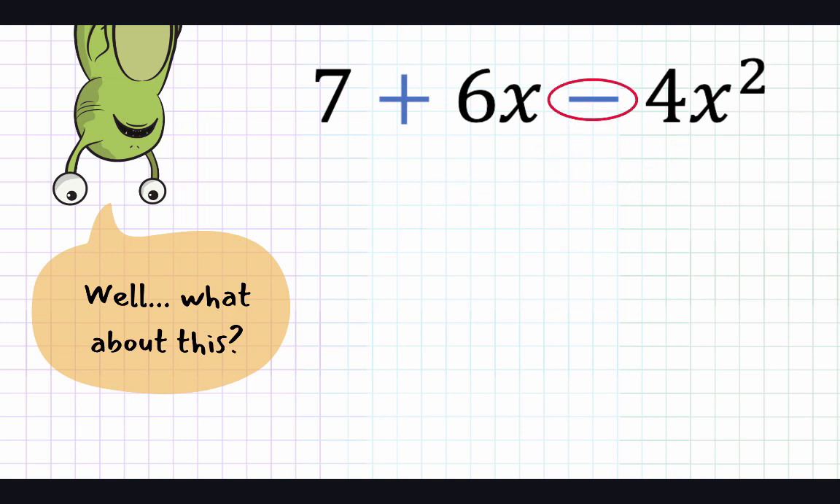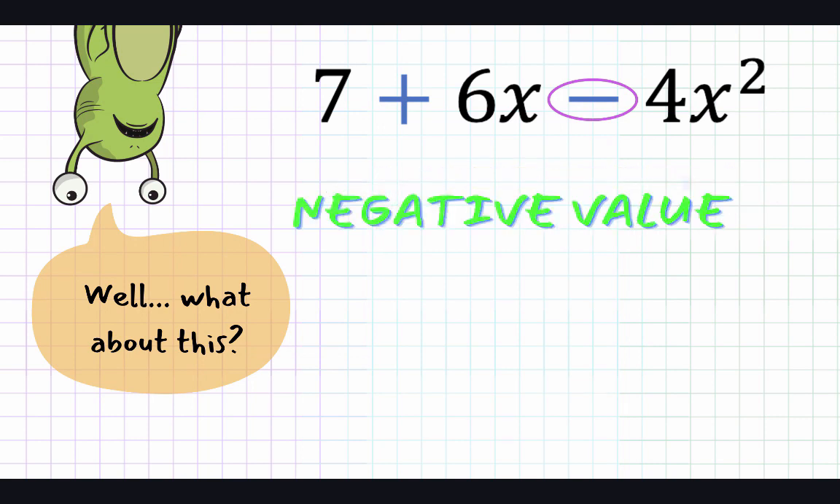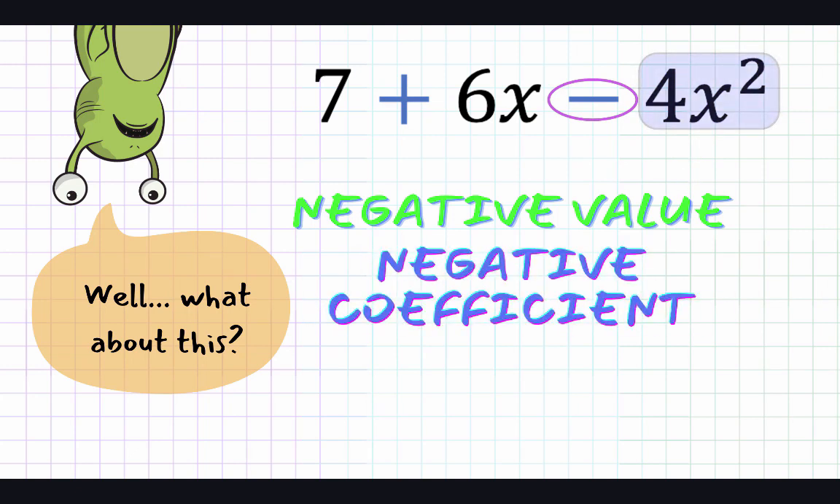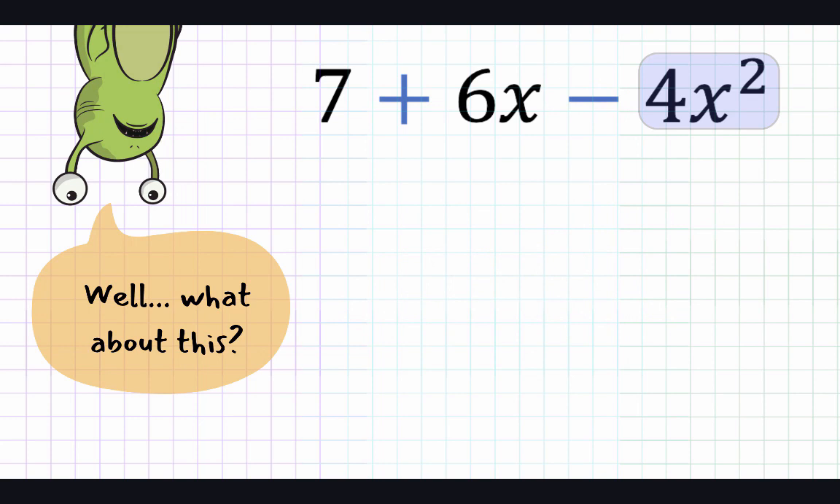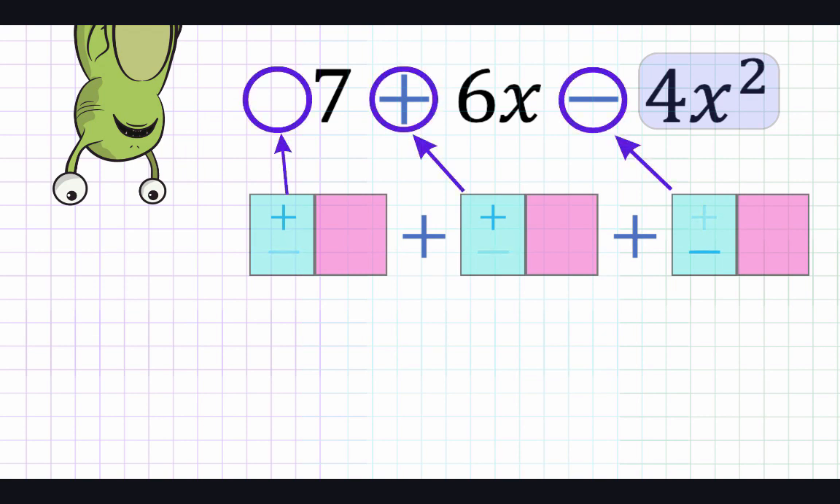Normally, when we see a minus sign, we think of subtraction. But when it comes to polynomials, it's best to think of a minus sign as a negative sign. That means the term right after it has a negative value, or a negative coefficient. In fact, instead of thinking of a polynomial as having terms that are either added or subtracted, it's best to think of all the terms as being added together, but that each term has either a positive or a negative coefficient, which is determined by the operator right in front of that term.